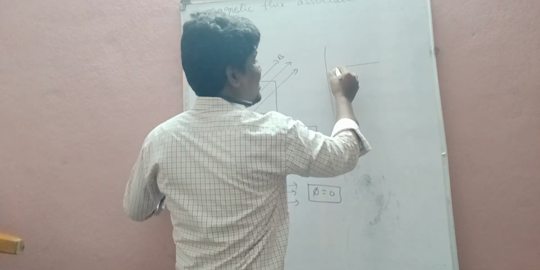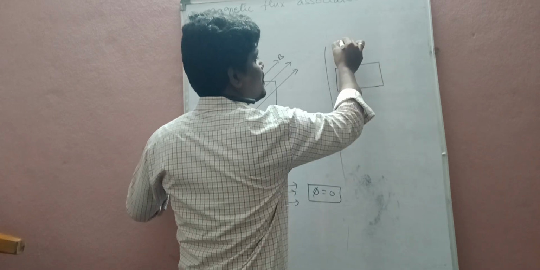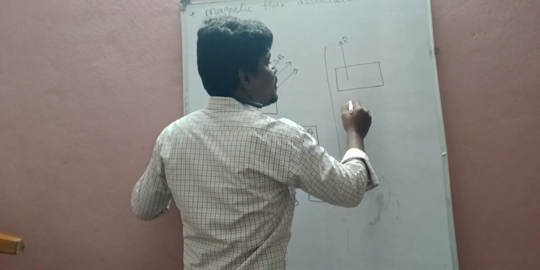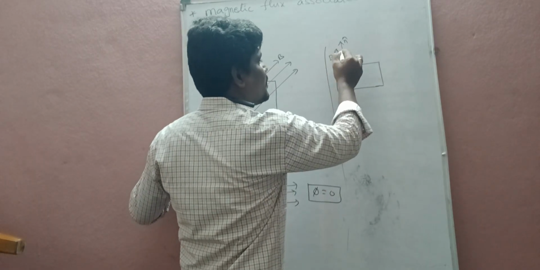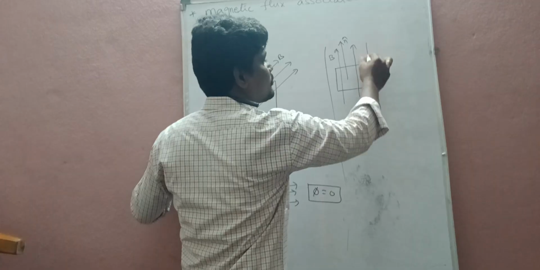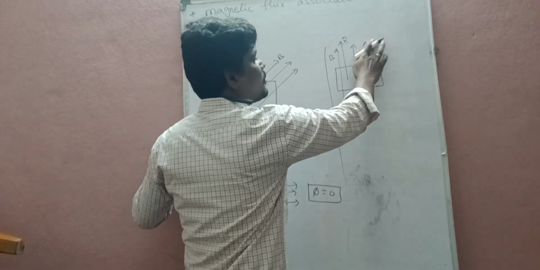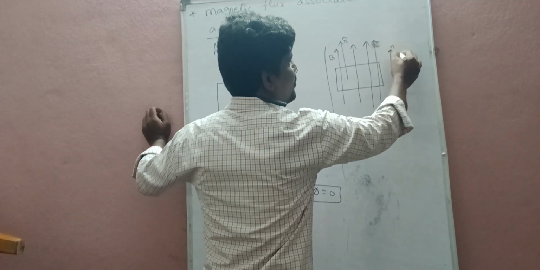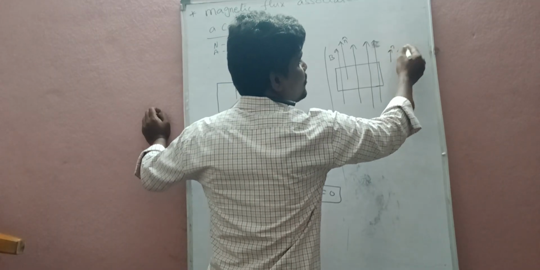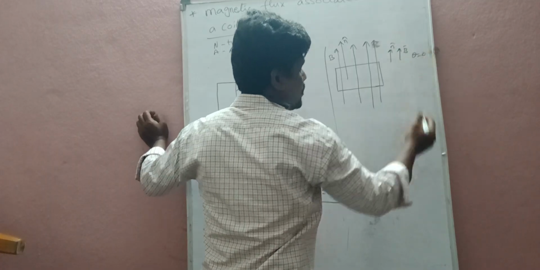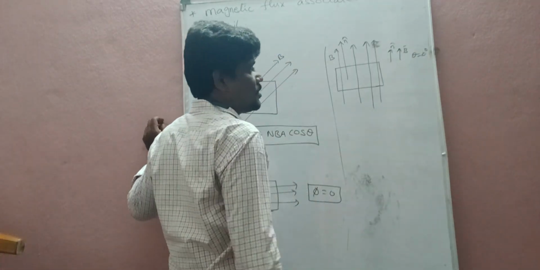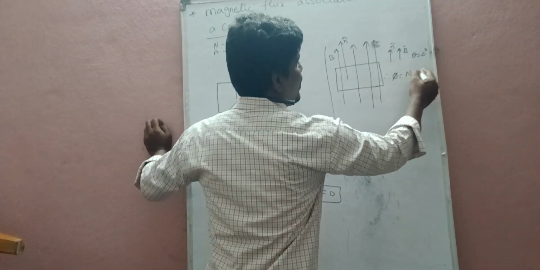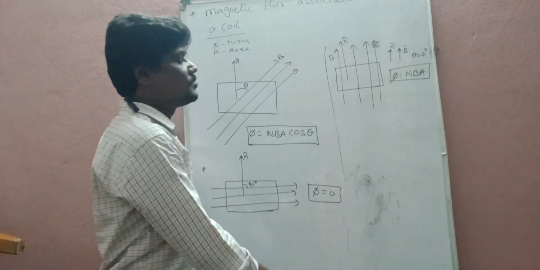If this is the coil, this is the normal vector, and this is the direction of magnetic field. Then what is the unit vector? This is the n cap and it is the b bar. These both are in the same direction. Theta equal to 0 degree. Therefore, flux phi equal to NBA.